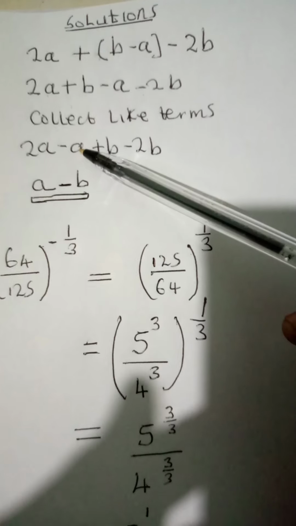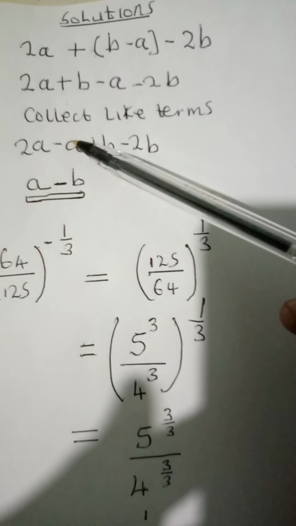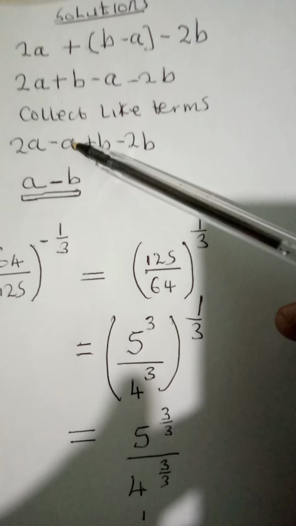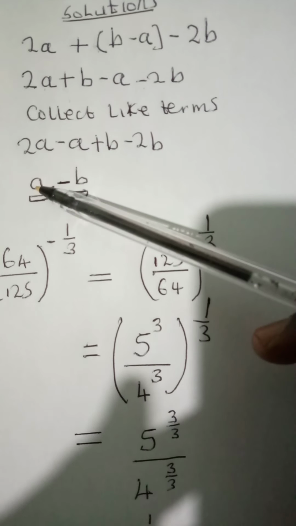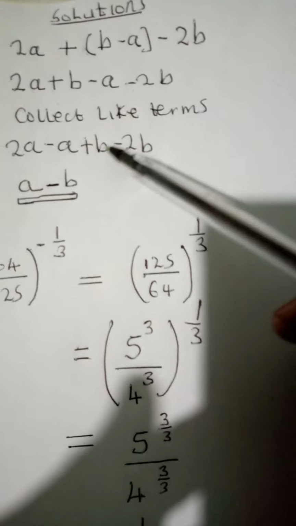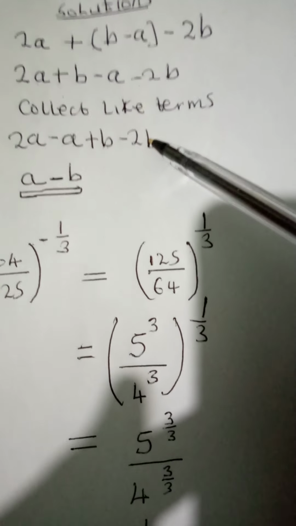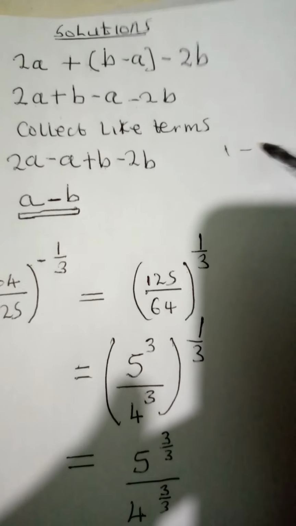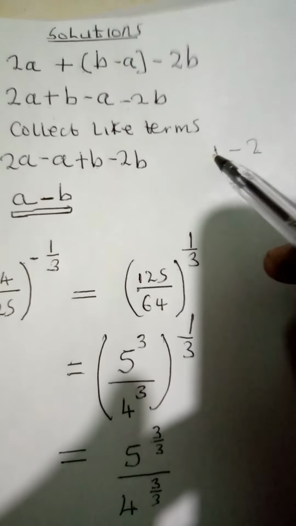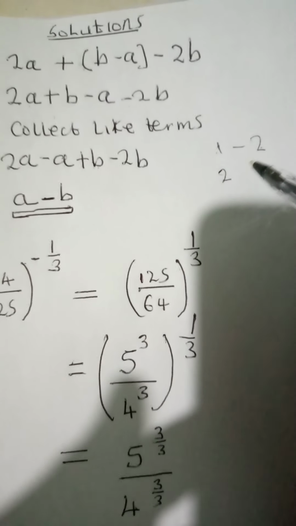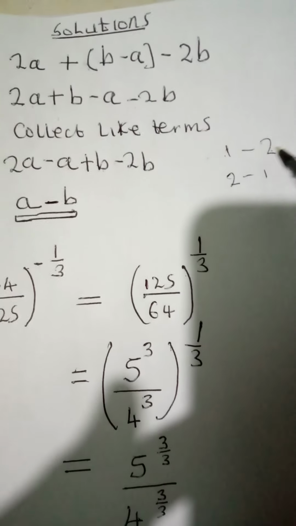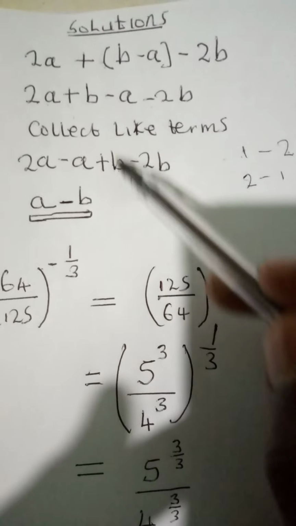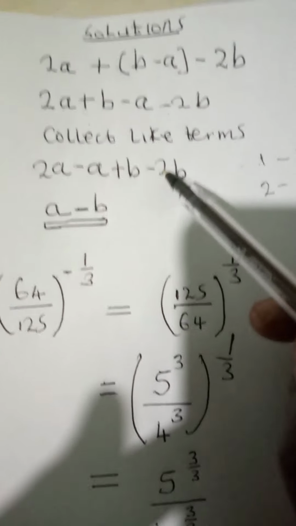2a minus a, it's just like someone is saying, if you remove a from 2a's, you're going to remain with a. So you have 2a minus a is a. Then here you have b minus 2b. This is the same as someone saying 1 minus 2. You can't remove a 2 from a 1, but you can remove a 1 from a 2. So we subtract 1 minus 2, it's the same as b minus 2b, and then get the sign of the bigger number. So b minus 2b, the answer is negative b. So this is our answer.